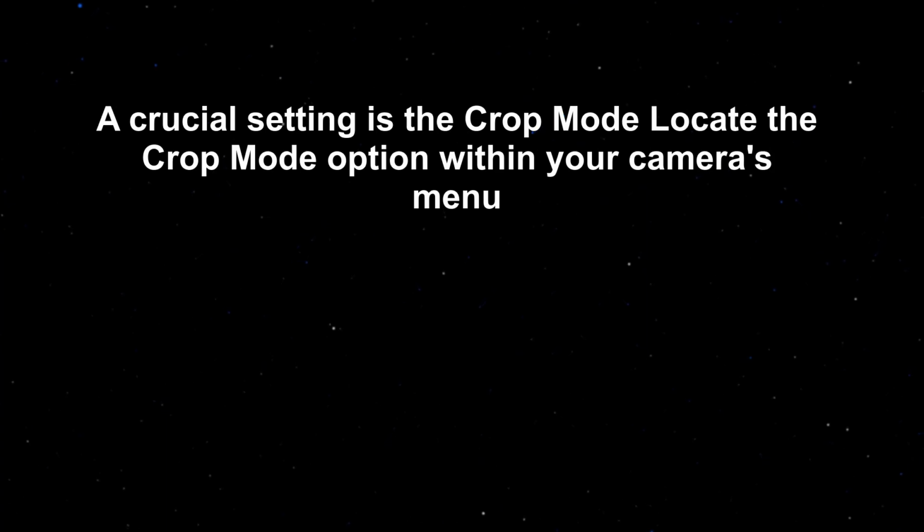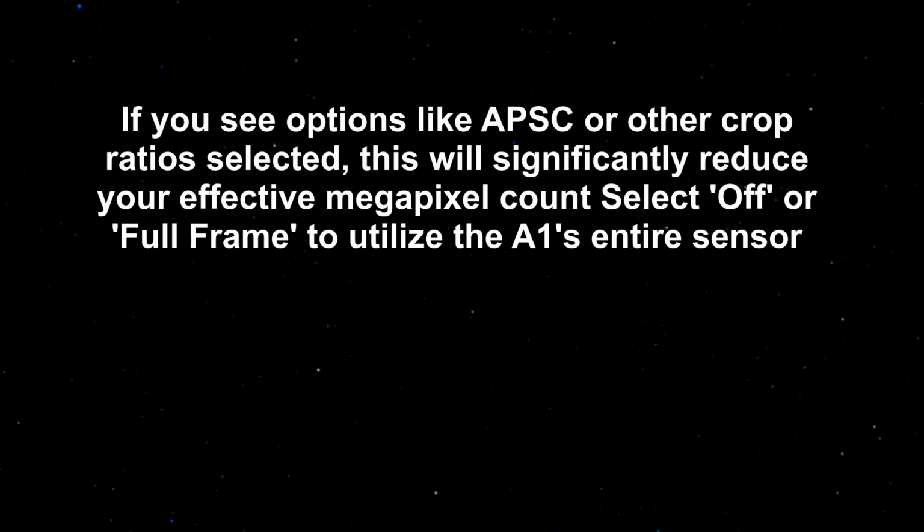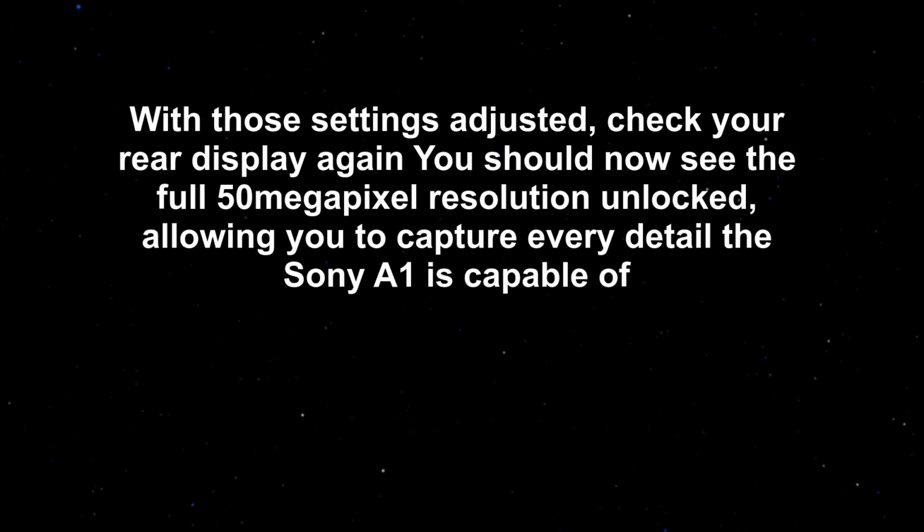Locate the crop mode option within your camera's menu. If you see options like APS-C or other crop ratios selected, this will significantly reduce your effective megapixel count. Select off or full frame to utilize the A1's entire sensor. With those settings adjusted, check your rear display again. You should now see the full 50 megapixel resolution unlocked, allowing you to capture every detail the Sony A1 is capable of.